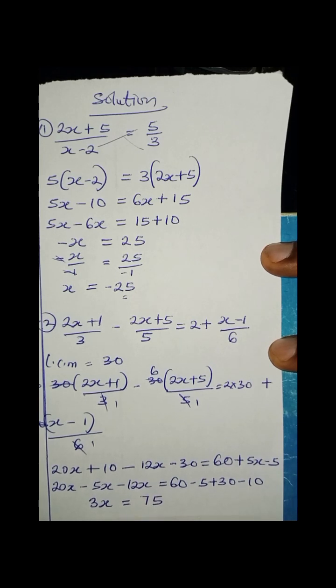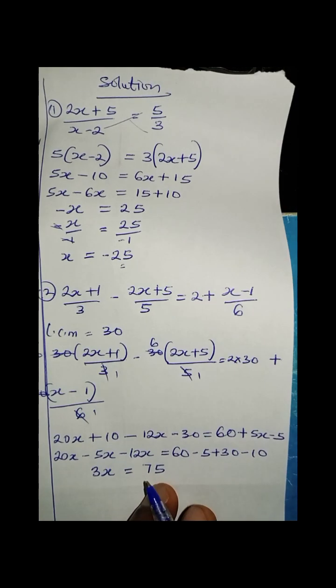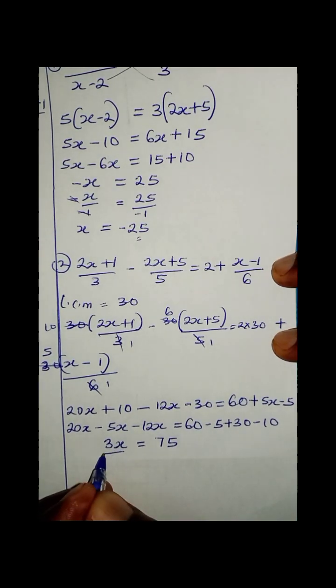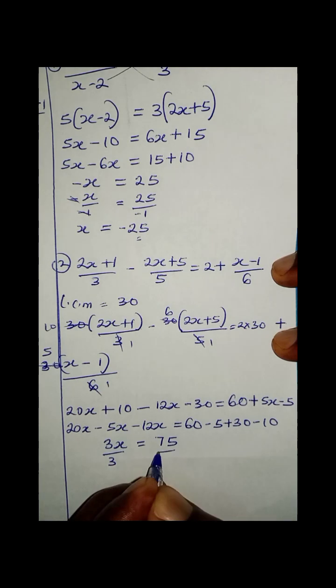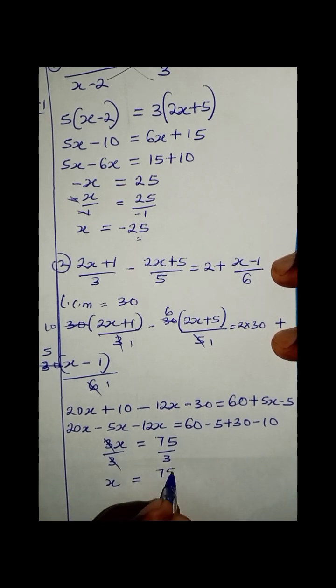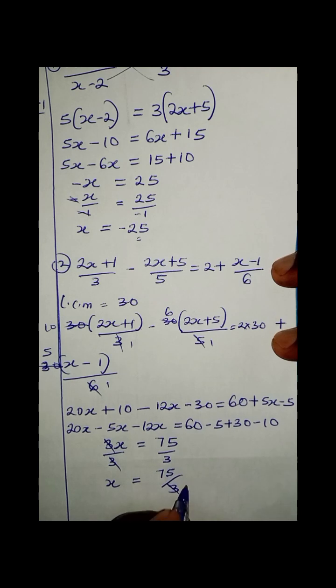And the next thing we do is to divide both sides of the equation by 3. So we'll say this over 3, this over 3. 3 goes with 3, and we're left with x, which is equal to 75 over 3. 3 goes in 3, 1. 3 goes in 75, 25 times. Therefore, our x is equal to 25.